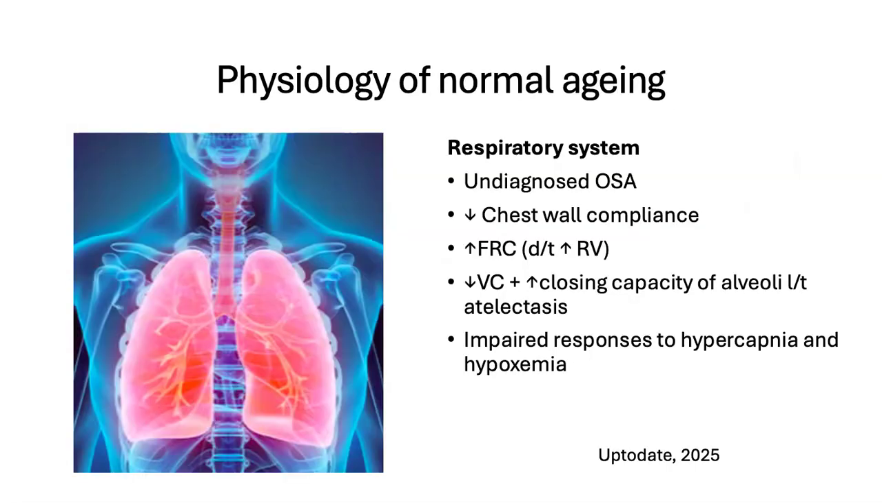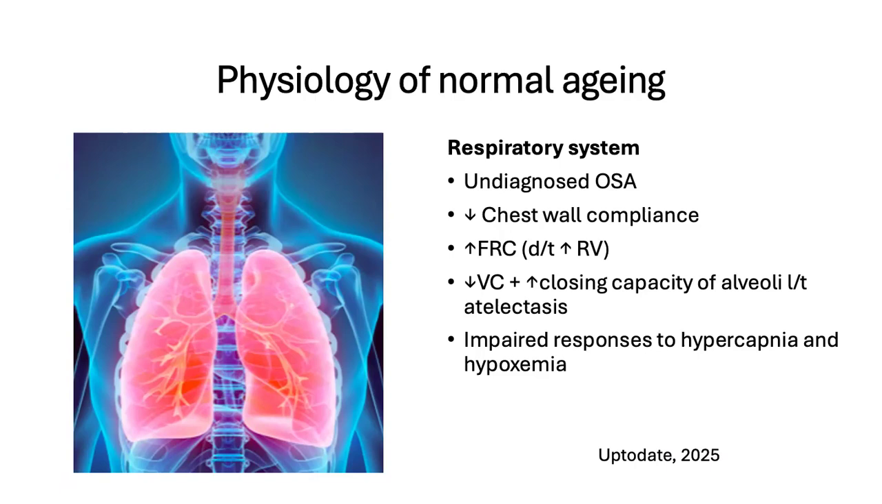Then moving on to the respiratory system. So elderly patients can have undiagnosed obstructive sleep apnea. So they may not be aware that they actually have obstructive sleep apnea. And the sleep apnea occurs due to an increased fat accumulation around the airway. And that can cause obstruction of the airway, and then they can end up having OSA, especially when they are sleeping, they may end up snoring.